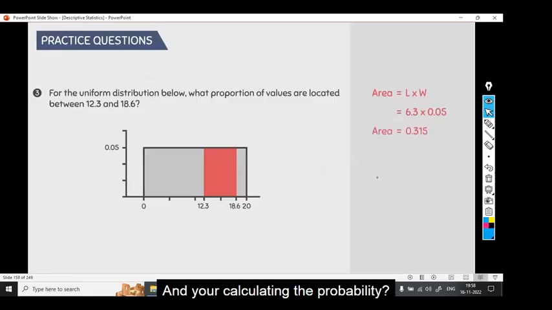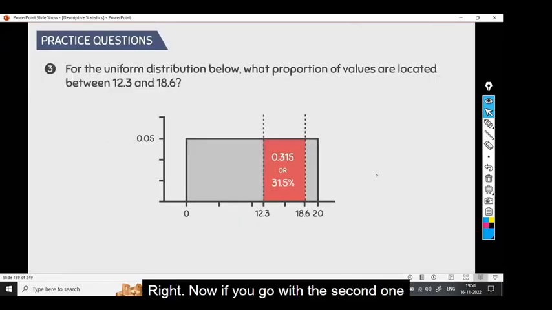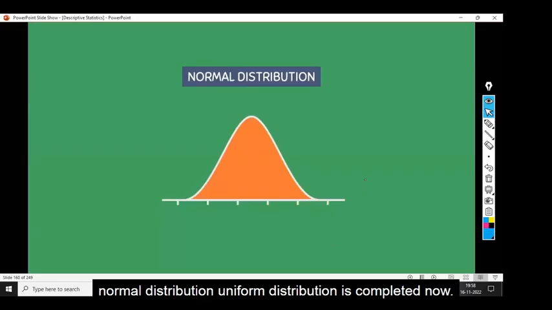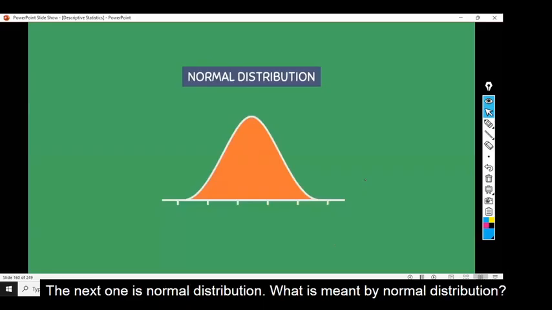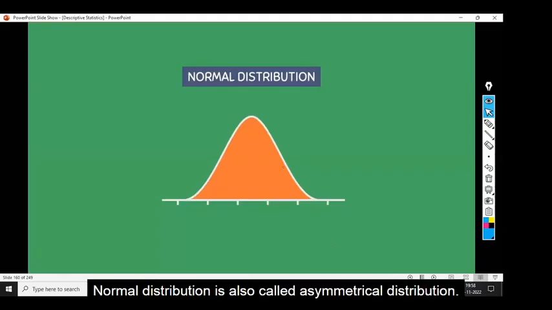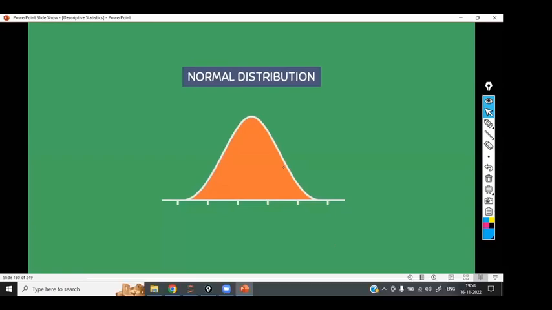And you are calculating the probability. Now, if you go with the second one, normal distribution. Uniform distribution is completed. Now the next one is normal distribution. What is meant by normal distribution? Which is a symmetrical distribution. I told you, right? Symmetrical distribution. Normal distribution is also called as symmetrical distribution.